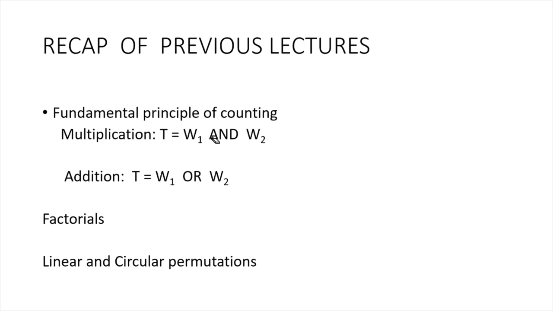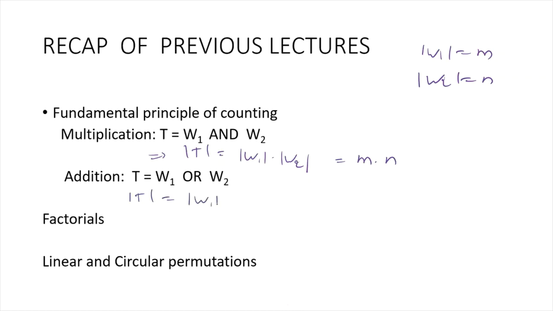Coming to multiplication, if a task can be divided into two works, W1 and W2, and the number of ways of doing W1 is M and the number of ways of doing W2 is N, then the total number of ways of completing the task is equal to the number of ways of doing W1 times the number of ways of doing W2, which is M times N. Next, coming to addition, if a task can be performed in two formats, W1 or W2, then the number of ways of completing the task is equal to the number of ways of completing W1 plus the number of ways of completing W2.